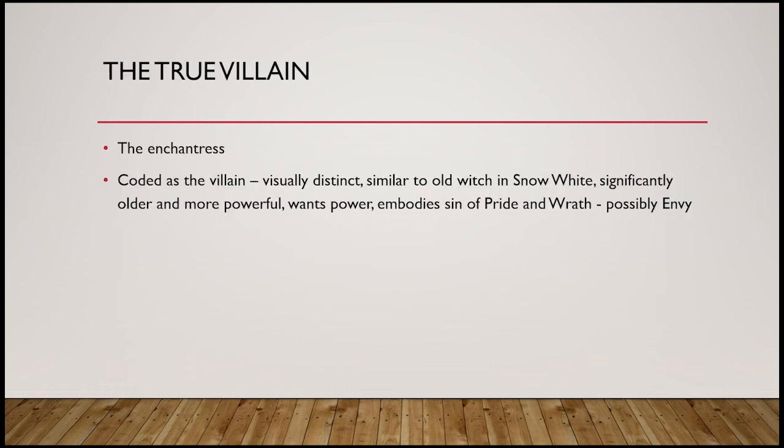The Enchantress is the true villain of this film. She is coded as the villain. She is visually distinct. She's similar to the old witch in Snow White, significantly older than our protagonists, and far more powerful. She wants power, or to exert her power over people, and she embodies the sins of pride and wrath, possibly envy. Her motivations for cursing the young prince are never quite made clear, though envy could certainly be one of them.